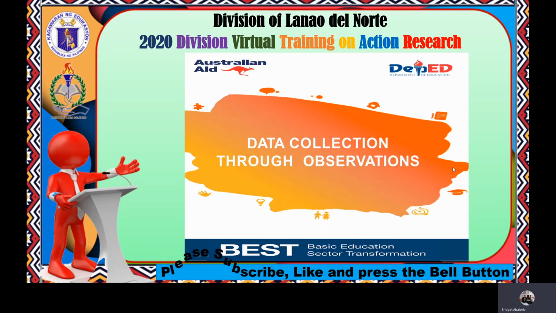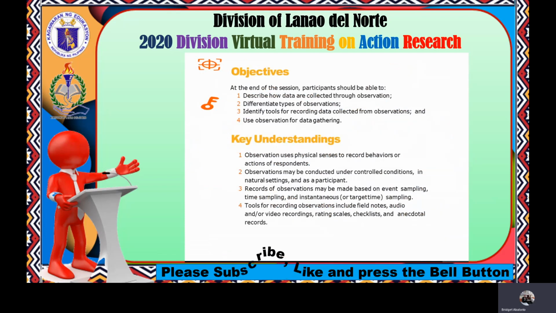The objectives are the following. Number 1, describe how data are collected through observations. Second, differentiate types of observations. Third, identify tools for recording data collected from observations. And fourth, use observation for data gathering.